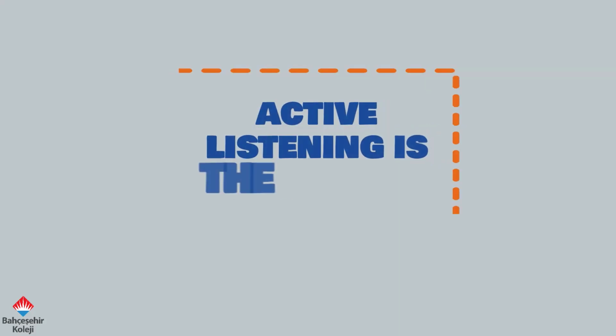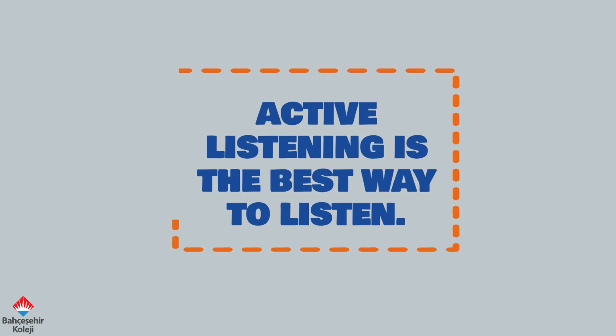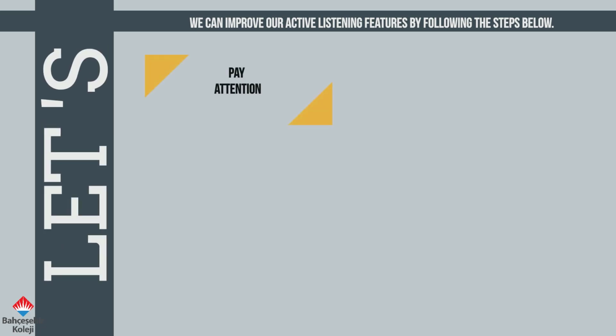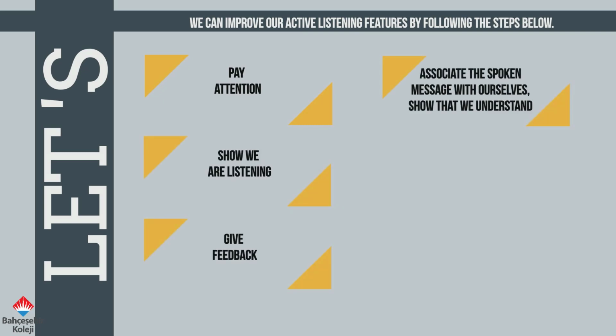Active listening is the best way to listen. In design thinking, it is very important to understand the problem and people's approach to the problem. We can improve our active listening features by following the steps below. Let's pay attention, show we're listening, give feedback, associate the spoken message with ourselves, show that we understand, postpone the judgment, and respond appropriately.